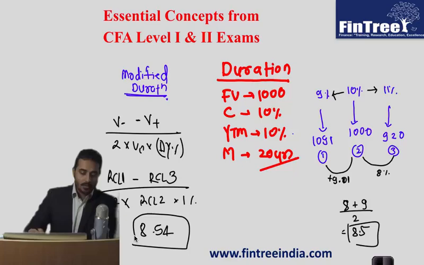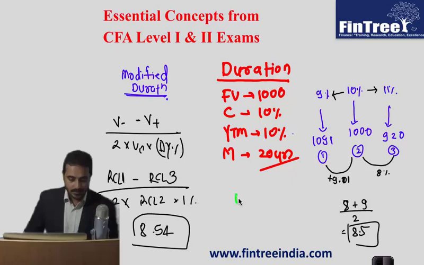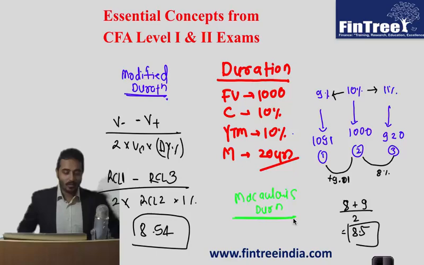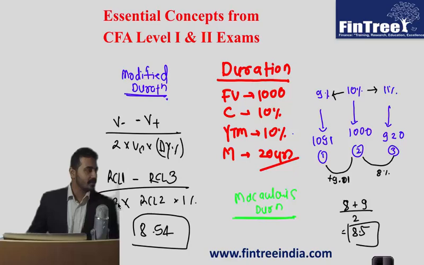Now, using this modified duration, do you think you can calculate Macaulay's duration? Tell me how much. Macaulay's duration, you can calculate by multiplying modified duration with 1 plus y. That means multiply 8.54 into 1.1. So Macaulay's duration here would be 9.3.